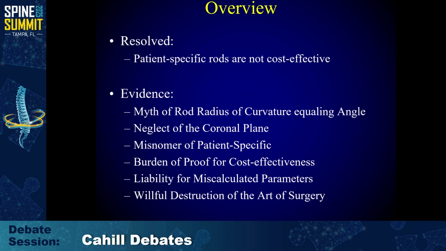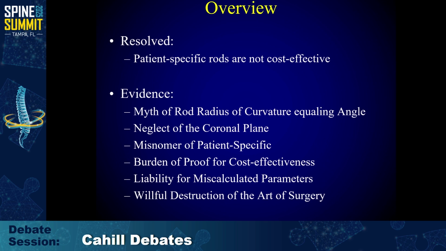and the evidence for this is 6 points in 6 minutes. So first, there's a myth that the radius of curvature of a rod has anything to do with the angle of the segments involved. Secondly, the complete neglect of the coronal plane in our current patient-specific rods. And I think patient-specific alone is a misnomer. This really ought to be surgeon-specific rods rather than patient-specific. The burden of proof for cost-effectiveness simply hasn't been met, and I'll show you that.